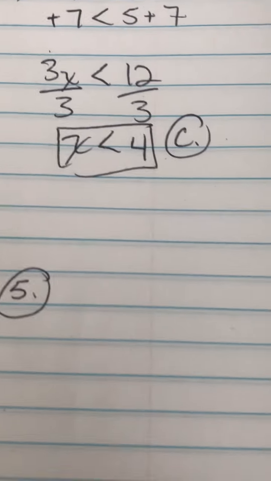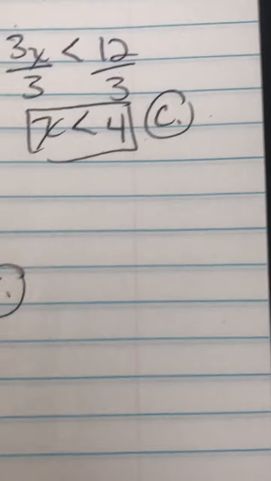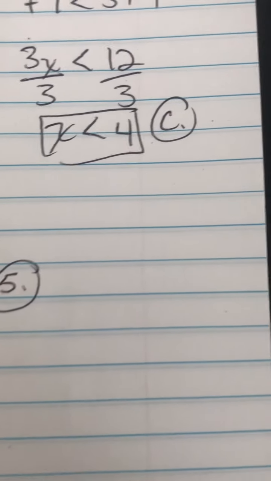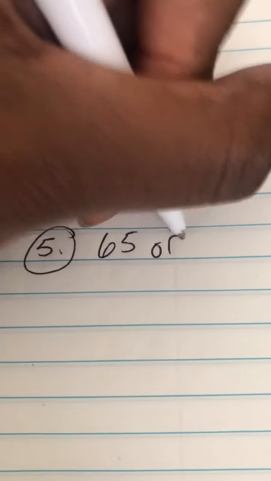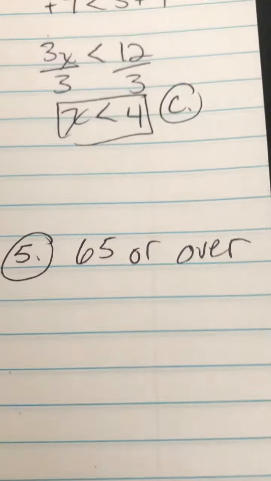The question says, to ride for free on a bus, a person's age must be 65 or over. So let's just write that out: 65 or over.